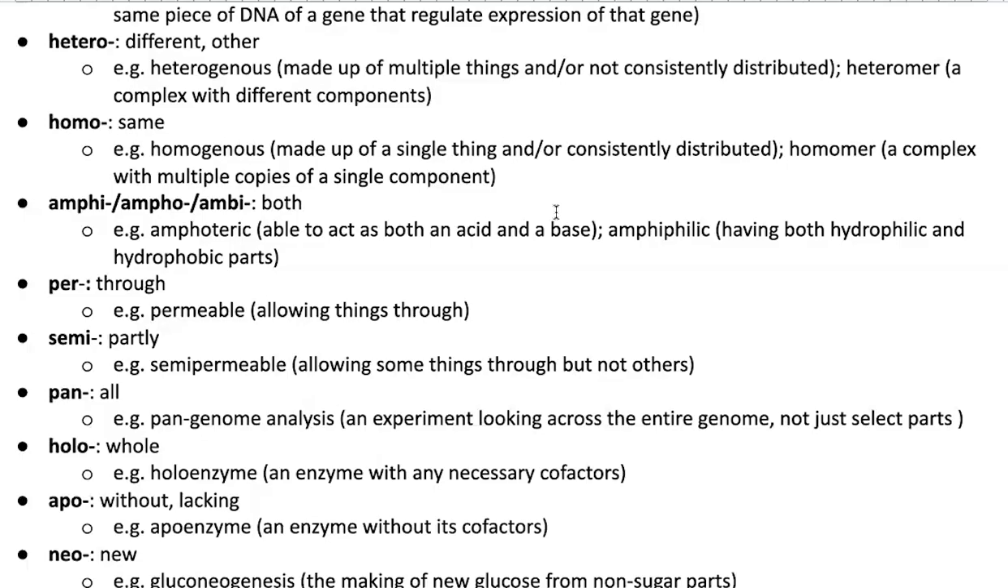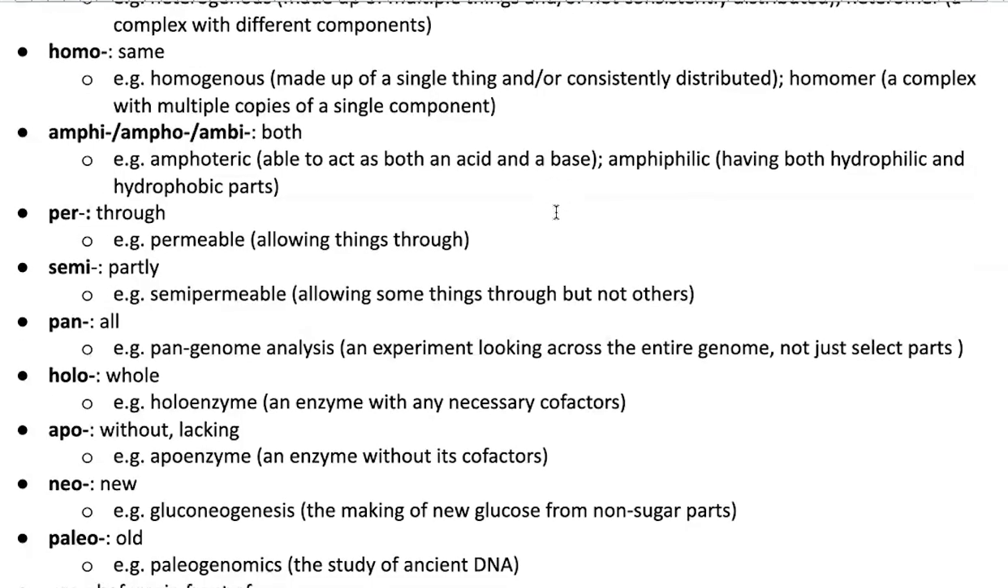And similarly to how we had heterogeneous, which was made up of multiple things or not consistently distributed, if you think about like Rocky Road ice cream or something, as opposed to homogeneous, which is made up of a single thing and is consistently distributed. And so maybe you've got your vanilla ice cream where that vanilla is really nicely distributed throughout, or you only have a single component.